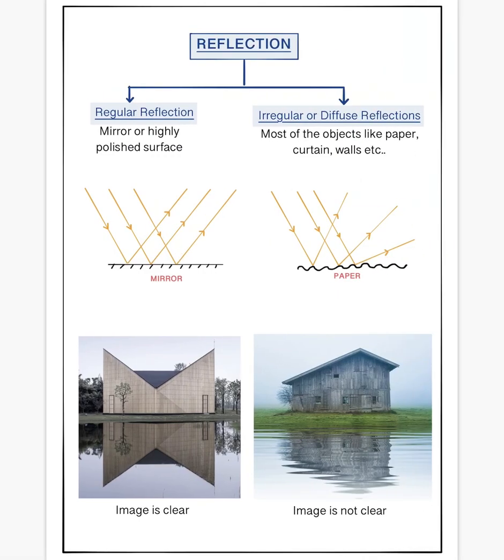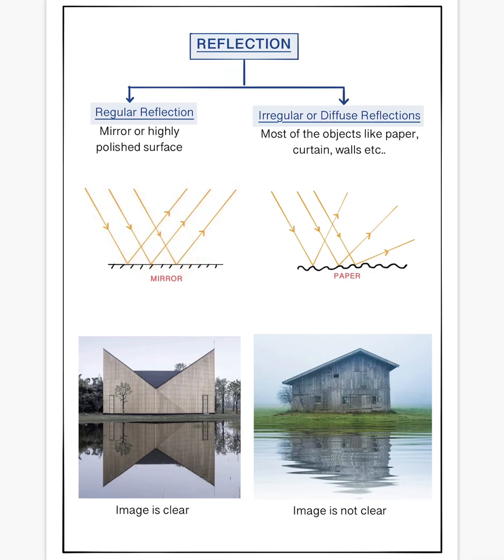Now children, reflection can be divided into two: regular reflection and irregular reflection. What is regular reflection? Suppose you take a mirror. See, these rays are falling on the mirror and it is getting reflected in the same way. See the second ray and see the third ray. It is getting reflected in the same way.